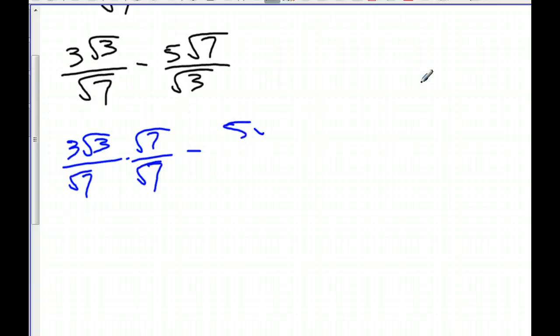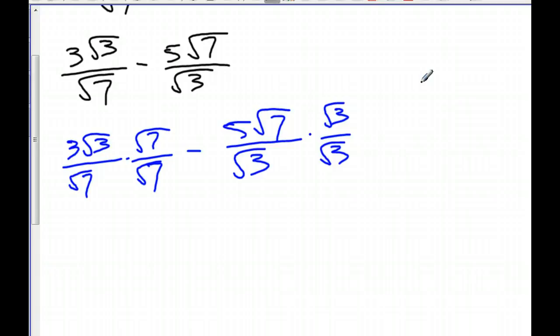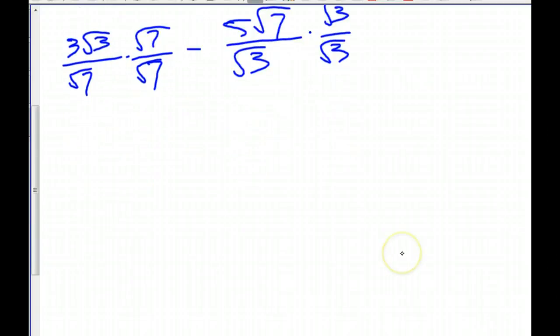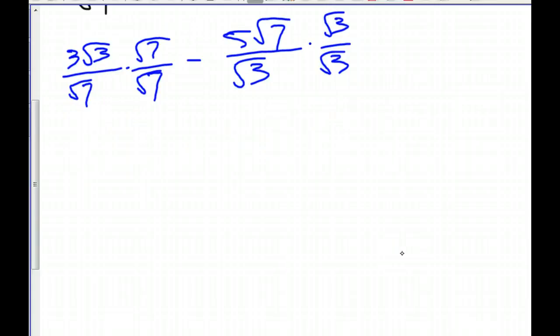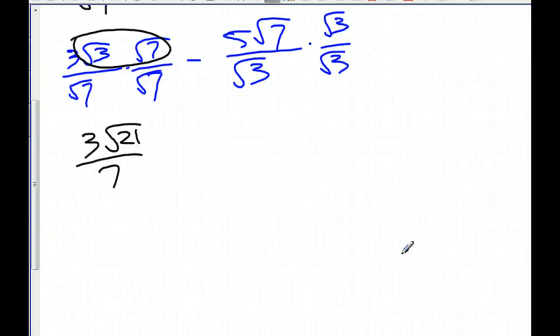Okay, and I'm going to multiply the second radical by what? Okay. Once I do that, what do I do with this first term over here? We'll make it 3 square root of 7. I don't know. What do I do with my square root of 3 and my square root of 7? 3 square root of 21. Can I do that? Yes. Can I multiply those? Yeah.